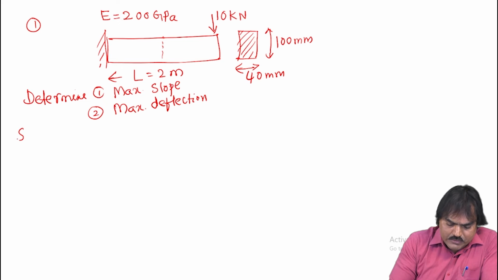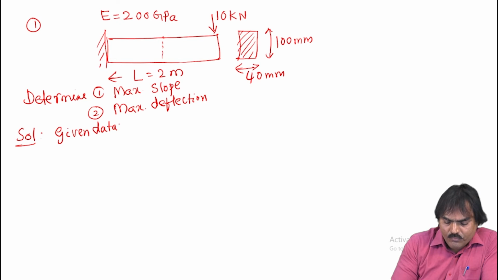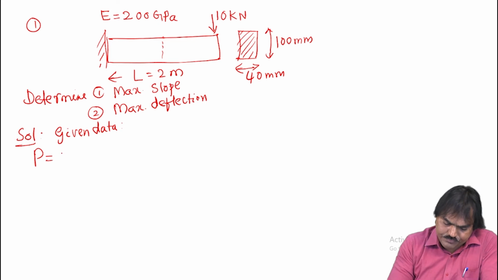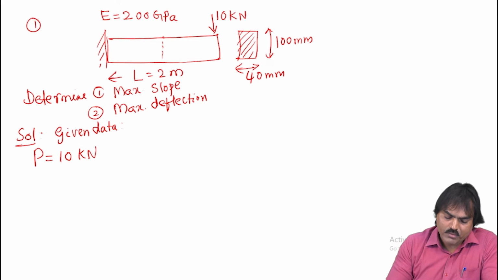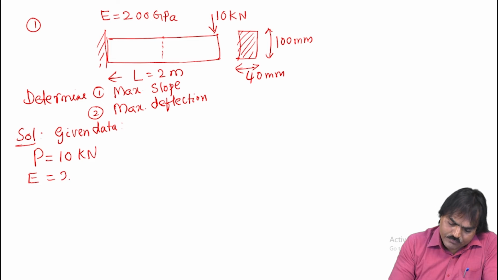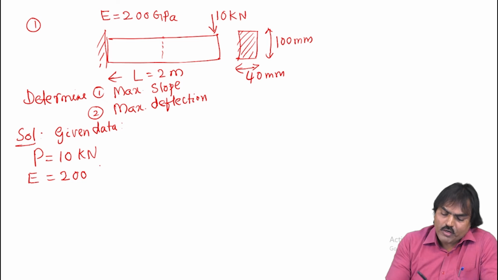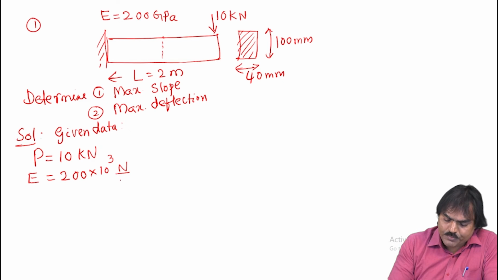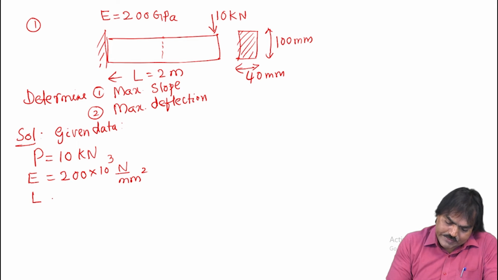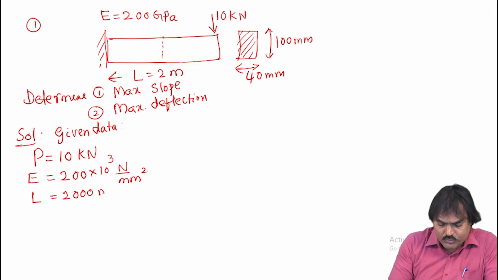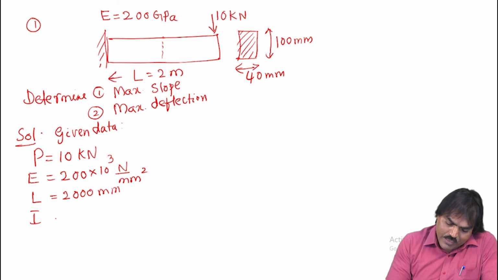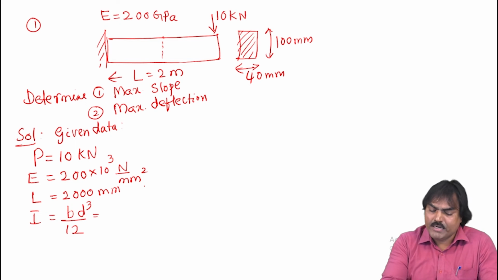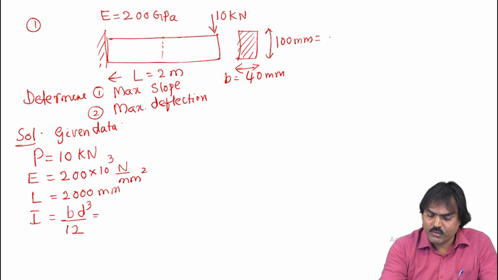Let us see the solution. First, always write the given data. What is the given data? Load is given, P is 10 kilonewtons. The Young's modulus is given as 200 gigapascals, so you have to convert into megapascals. That becomes 10 power 3 times 200. Megapascal means Newton per mm square. The length is given as 2 meters, that is 2000 mm. Then the I value. For a rectangular section, we know that I is BD cube by 12, where B is equal to 40 and D is equal to 100.